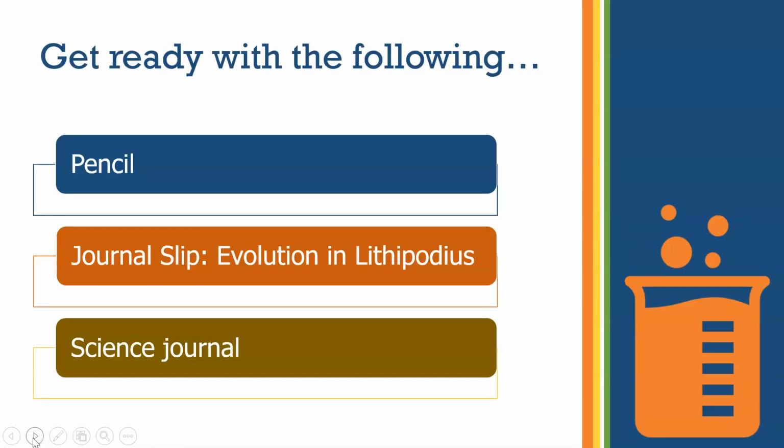In this lesson, you're going to need a pencil, a printed or digital copy of today's journal slip, and your science journal. Pause this screencast now so that you can gather your materials.